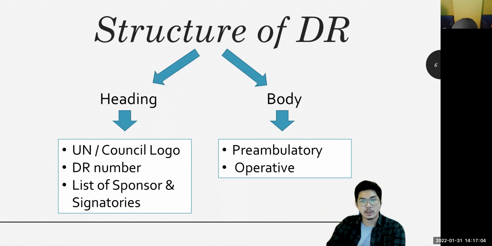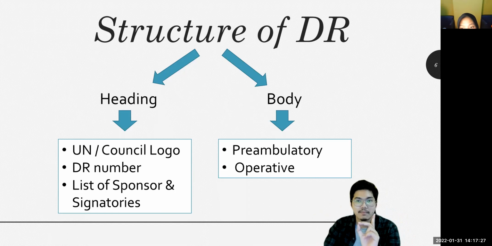The second part is what we call as body. These are the parts of the main courses of your resolution, right? It contains your solution. It contains the background, the reasons why we have to follow this. And it is extended into two parts. The first one is pre-ambulatory. The second one is the operative clauses. The difference, apa bedanya Kak? We will talk about that by looking at the document directly.